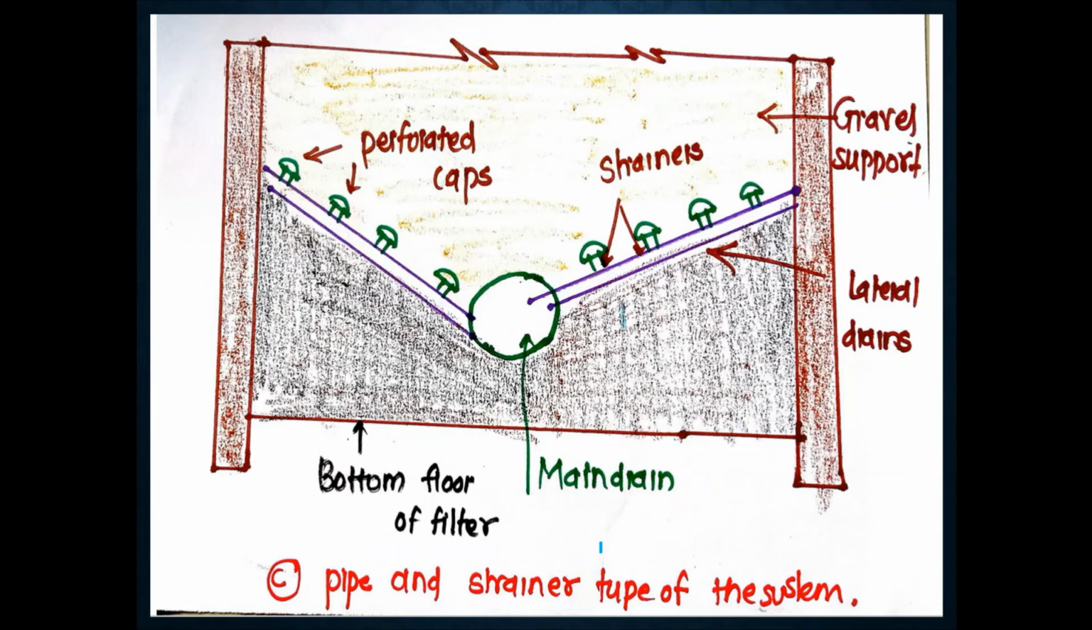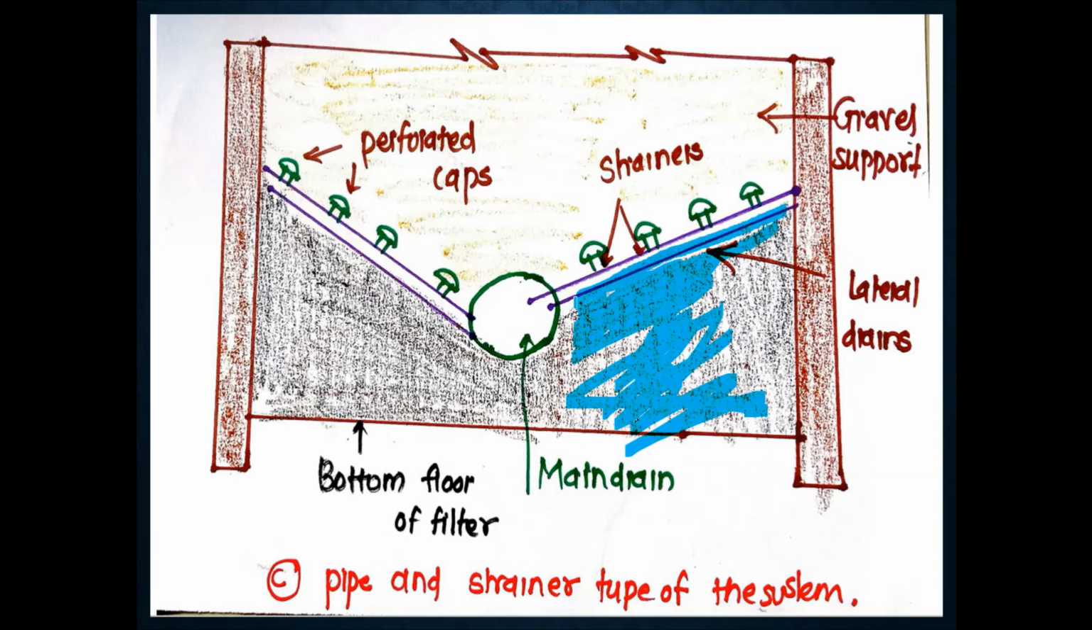What is the difference between the previous two and this type of the system? This is the costliest under drainage system. Why? Because here you are able to observe that this is nothing but the bottom floor of the filter or base concrete.